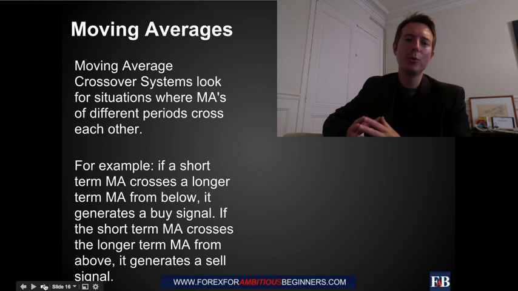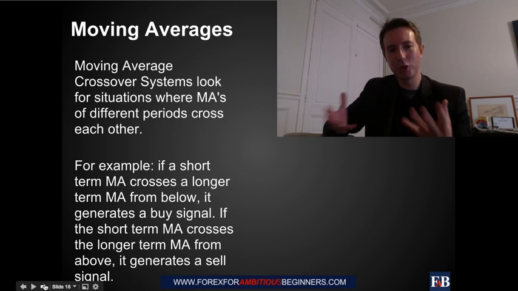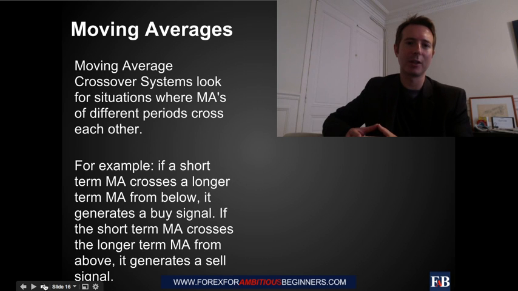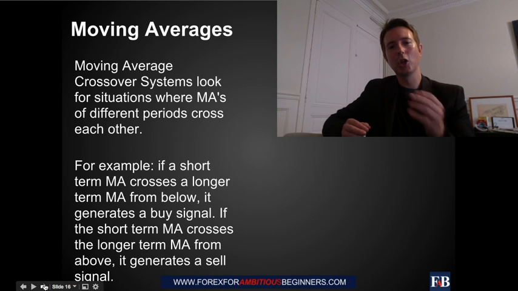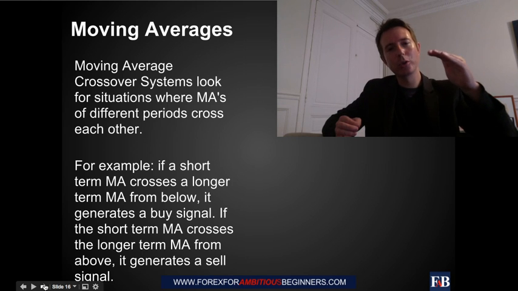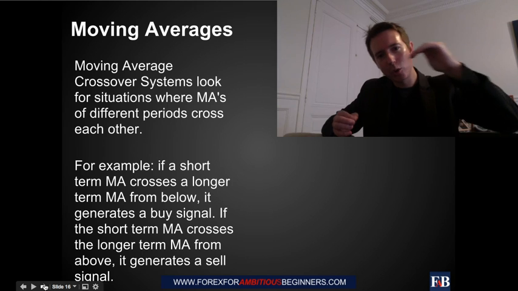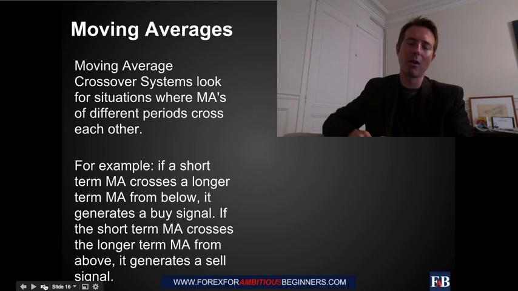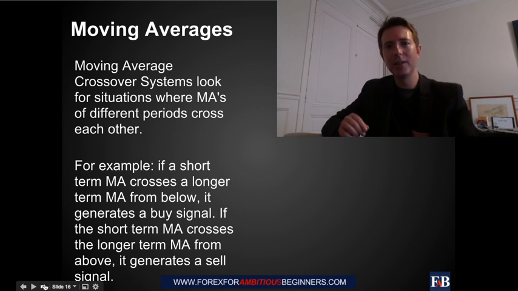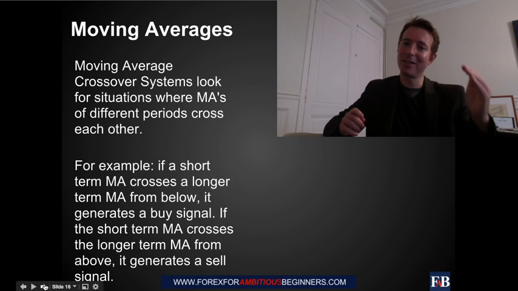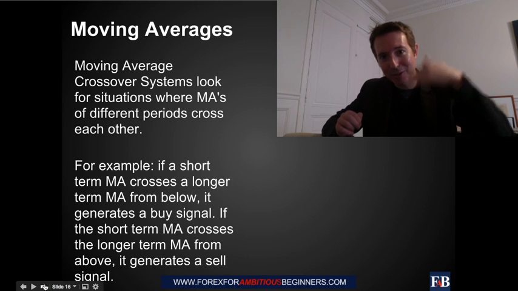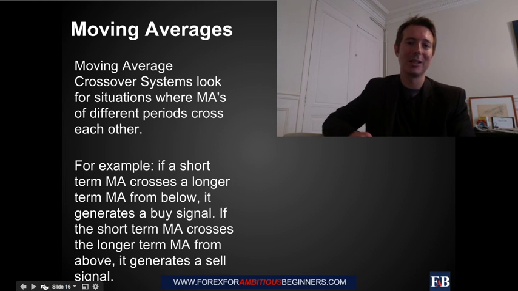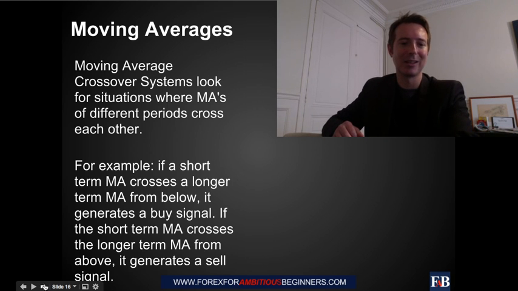Now the way you use moving averages, or that you could use them at least in a significant way, is by looking at crossover systems. What you then do is you look at, for instance, when the shorter term moving average crosses the longer term moving average from above, then it generates a sell signal, because the shorter period average is now starting to trend below the longer period moving average, which means that apparently prices are rapidly declining.